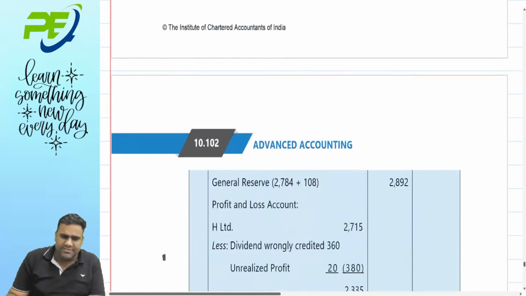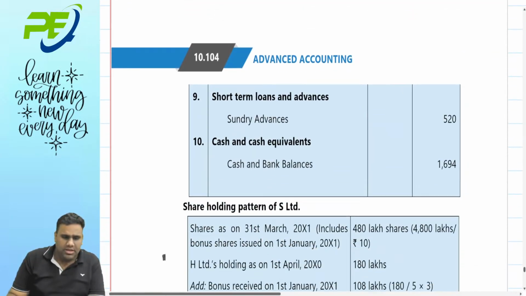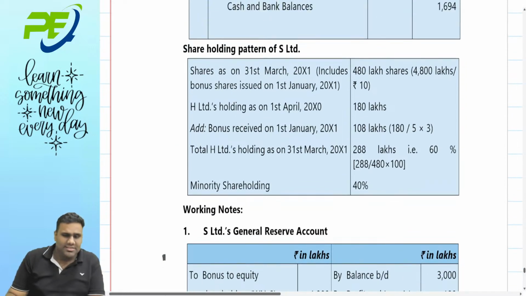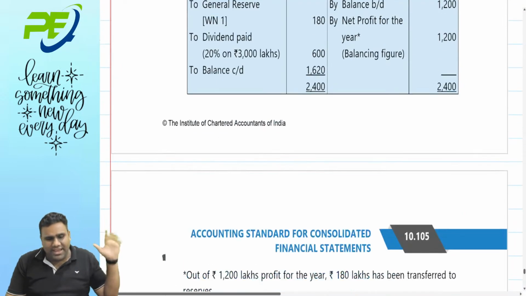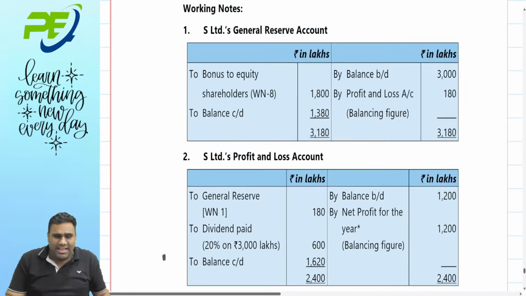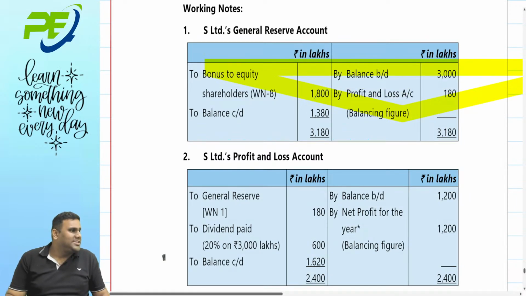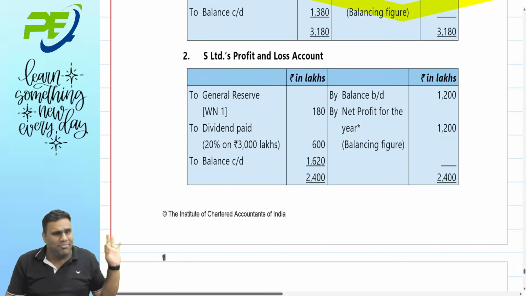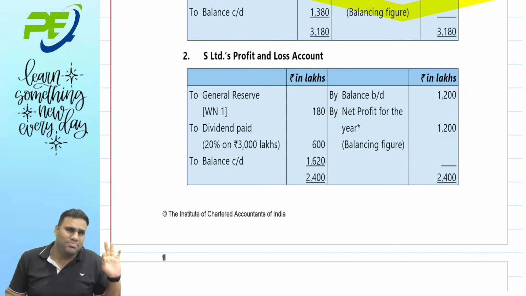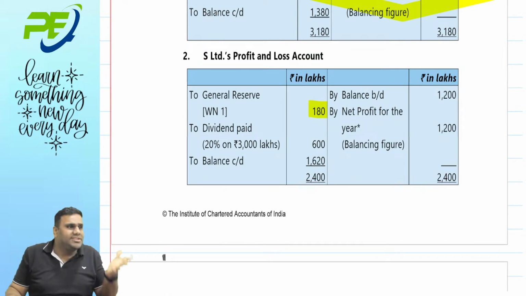So for the 10th problem, the balance sheet will be ditto, cut, copy, paste. See the notes. For 60% I did not do a working note. Then they prepare the general reserve account and the P&L account, and the general reserve balance they transfer to P&L. Divyansh, please. So 180. Bhaiya, how will it strike us in the exam?